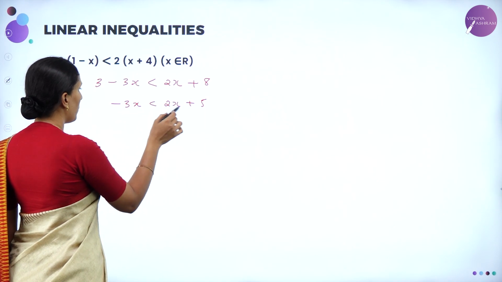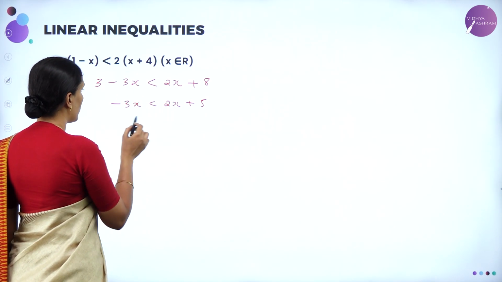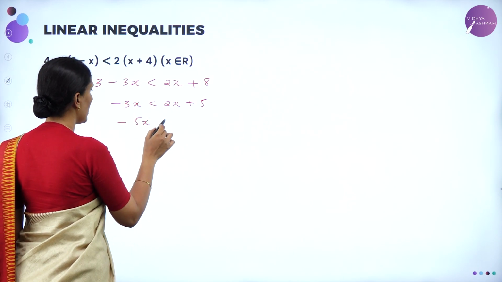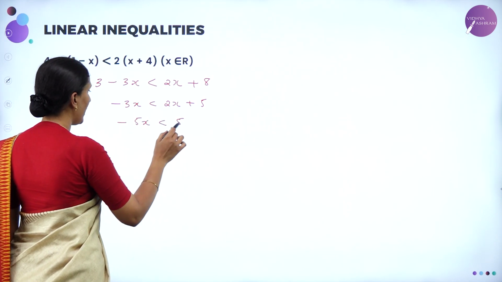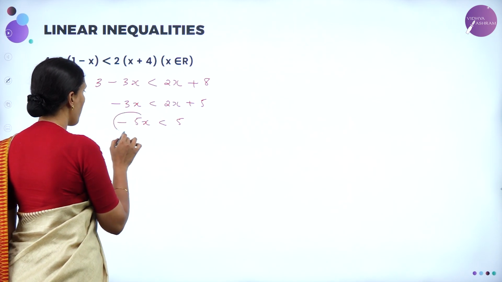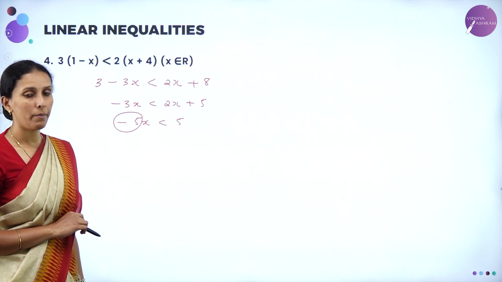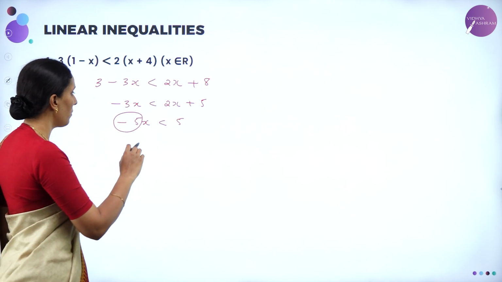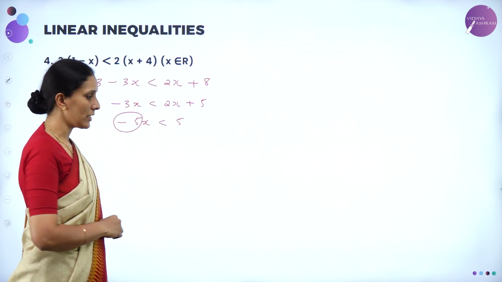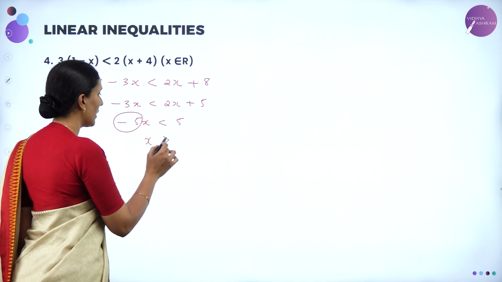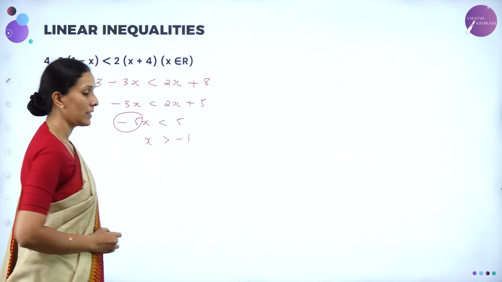Now, to remove 2x, I'll subtract 2x on both sides. Then minus 3x minus 2x is minus 5x less than 5. Now, I'll divide by minus 5. Remember, we have minus 5 and we are dividing by a negative integer. When you are dividing by a negative number, you need to change the inequality sign. So, less than becomes greater than, and here x greater than minus 1 is the solution.